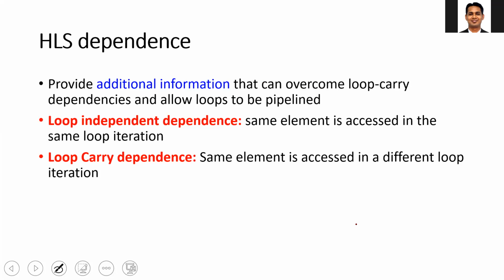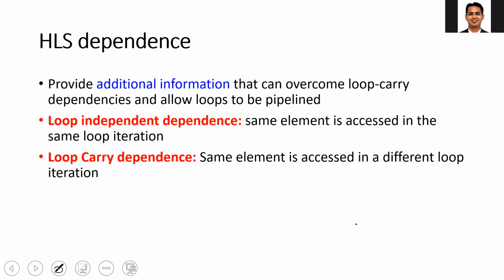There are two types of dependence. First, loop independent dependence. That means inside a single iteration of the loop, there is a dependency. The same element is accessed in the same loop iteration multiple times. Then there is loop carry dependence. That means the same element is accessed in different loop iterations, so one element is accessed in two iterations. That means unless the previous iteration is completed, you can't execute the next iteration. This is called a loop carry dependence.